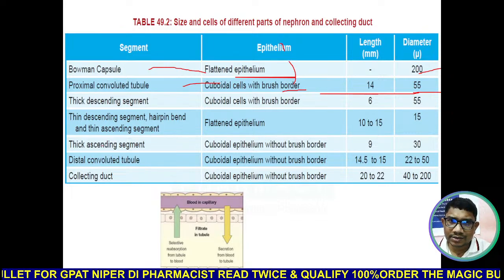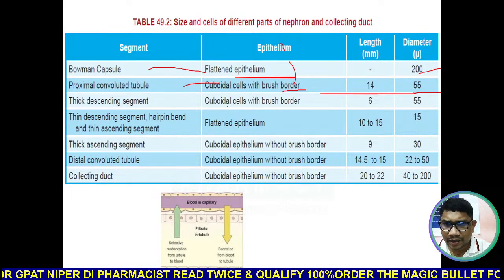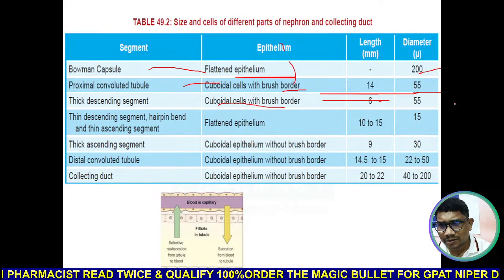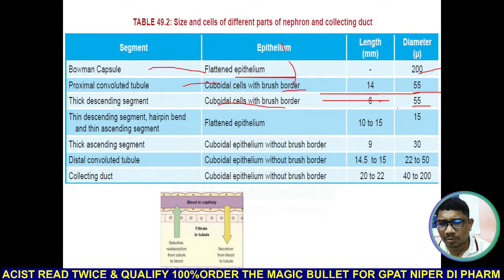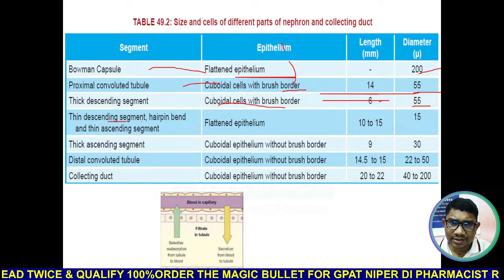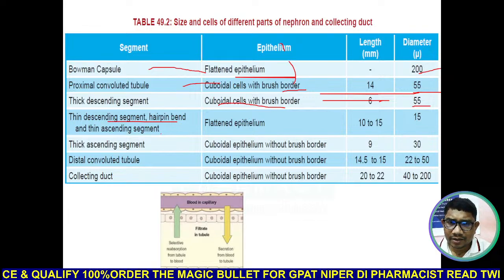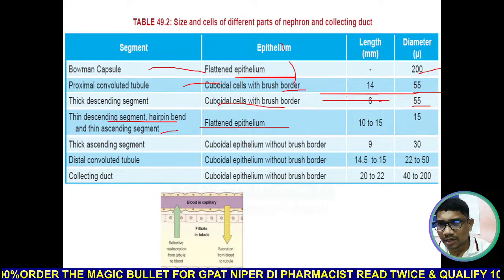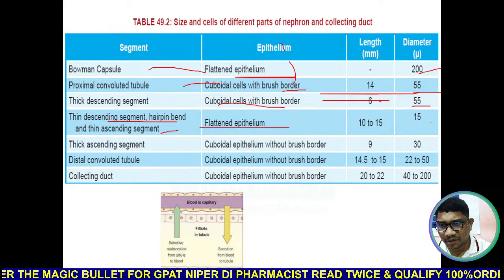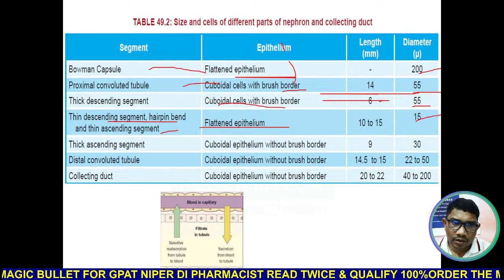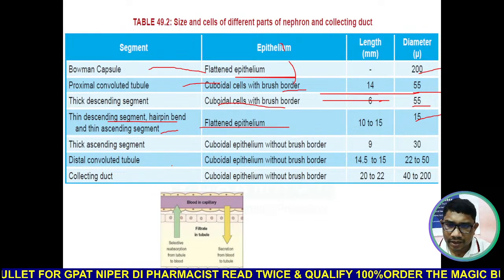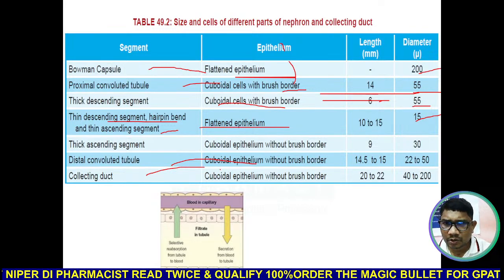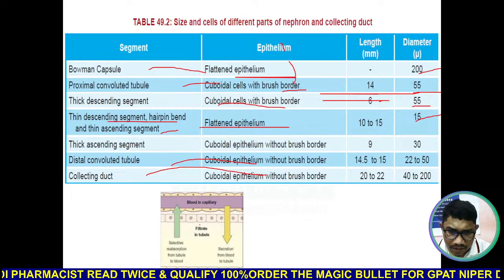In the thick ascending segment of loop of Henle, again cuboidal cells with the brush border, का length है 6 mm, size है उसका 5.25 micron. Thick ascending limb, hairpin bend and thin ascending limb of flattened epithelium, उसका ये ज़्यादा कुछ इम्पोर्टेंट है 15 माइक्रोमीटर. डिस्टल कन्वोल्यूटेड ट्यूब्यूल में क्या है? क्यूबोइडल एपिथेलियम विदाउट ब्रश बॉर्डर, और कलेक्टिंग डक्ट में क्यूबोइडल एपिथेलियम विदाउट ब्रश बॉर्डर.